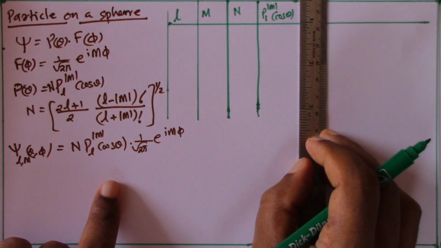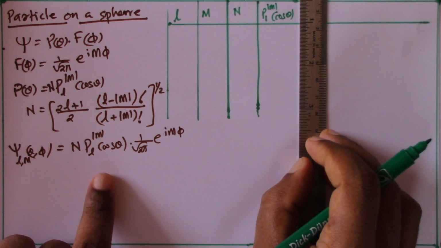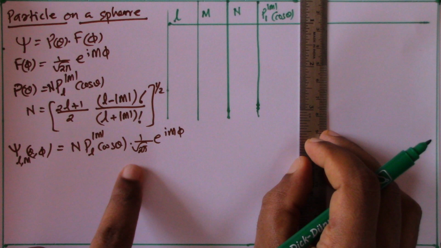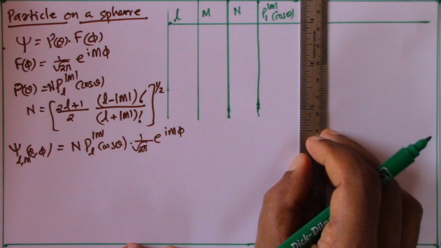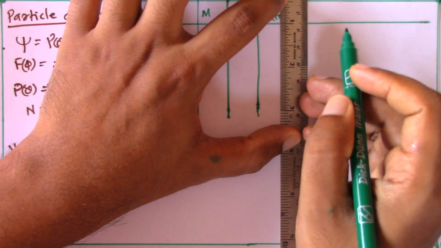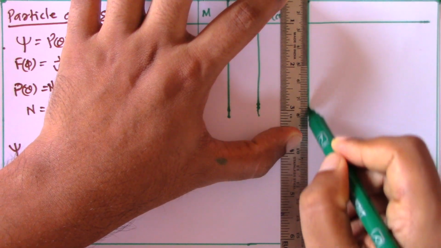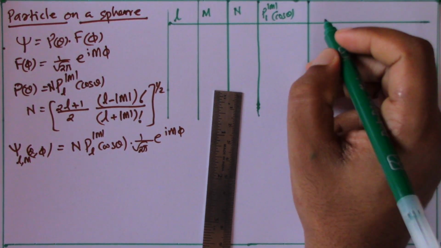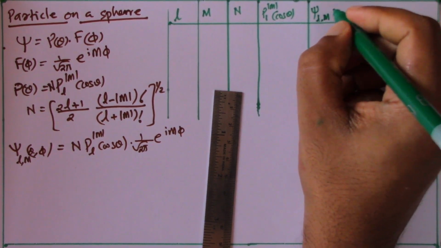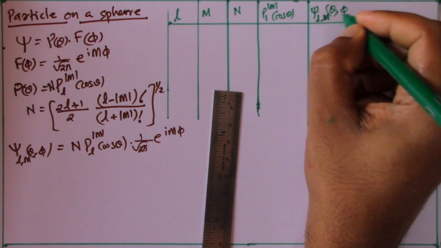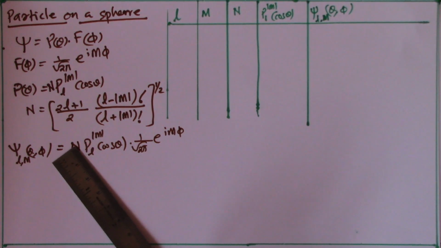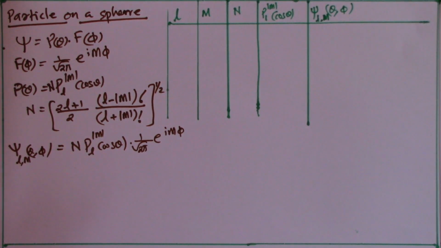Then we need the last factor, 1 by root 2 pi, which we have to multiply with this one, so we will get psi lm theta phi. So in the last column I will put psi lm theta phi. Okay. So let's find out the values of psi lm theta phi for different values of L and M.